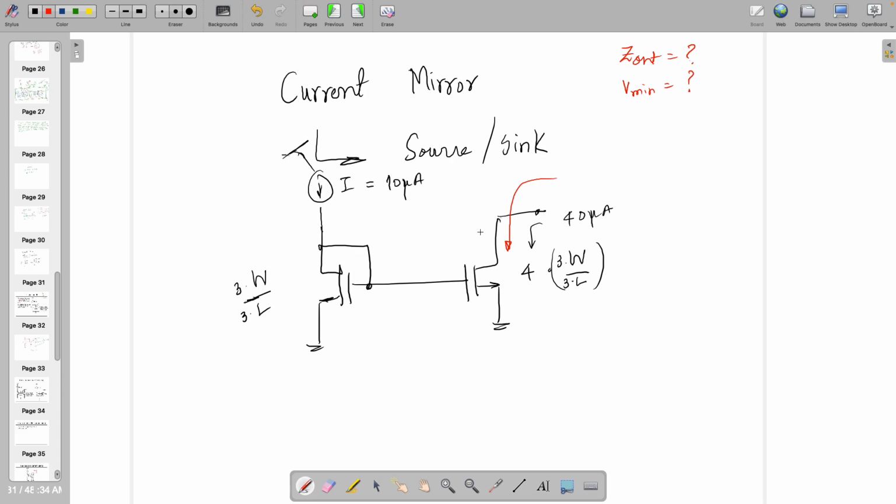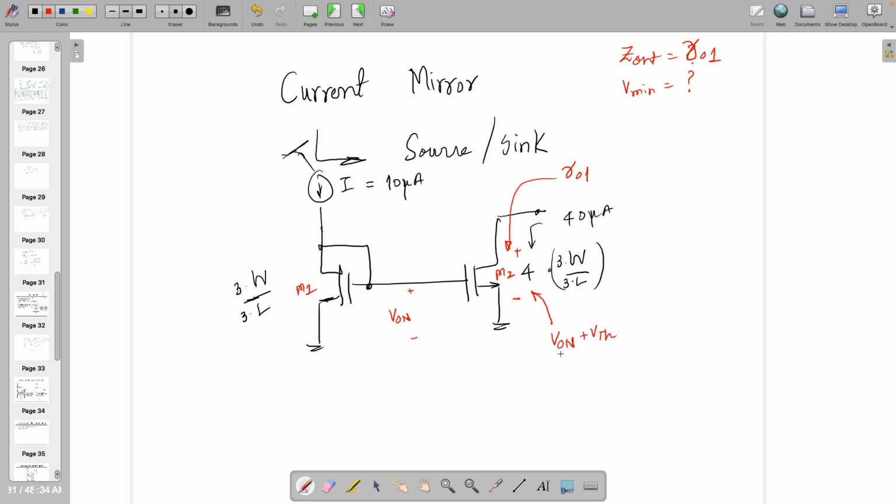Looking from the output transistor, if this is M2 and this is M1, what is the output? RO1, right? So no problem. What about V minimum? V minimum is nothing but VDS. This one was VGS, right? This is what we learned, or we can call it V on also, to make this particular transistor in on mode. So here, instead of writing VDS, I can also write V on plus VTH.